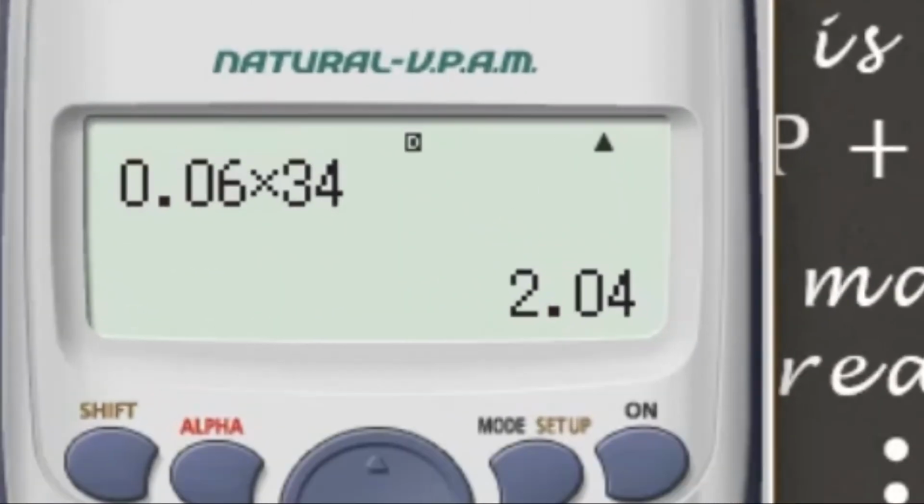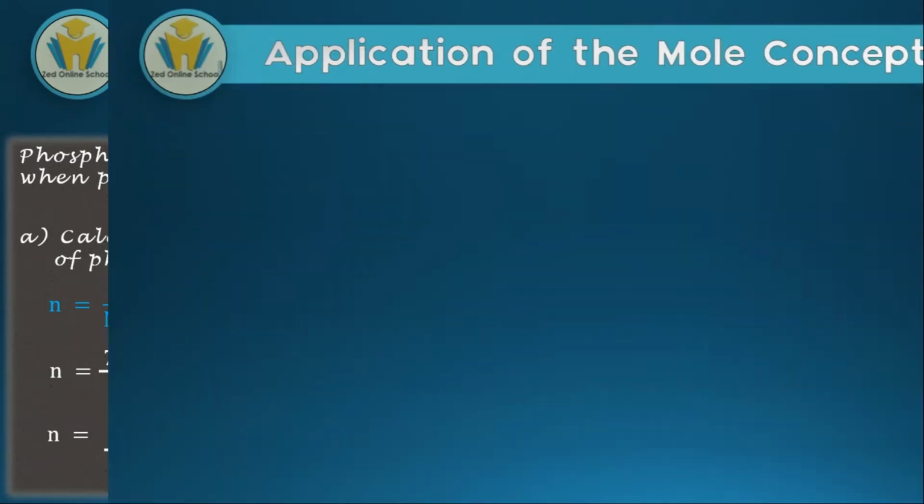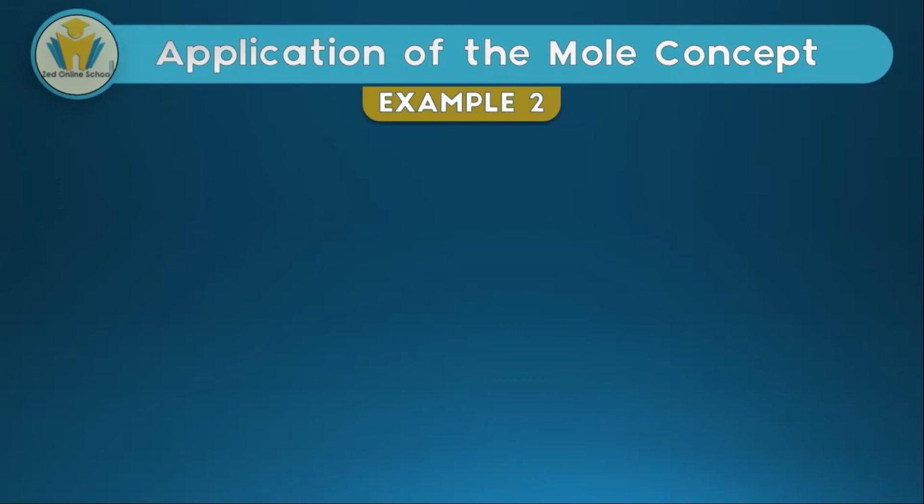Okay, our answer is 2.04, meaning that's the maximum mass of phosphine that can be formed when 7.44 grams of phosphorus reacts with excess aqueous sodium hydroxide. Now, the reason why they tell us this reaction had excess aqueous sodium hydroxide is to make us know that none of the phosphorus in this 7.44 grams didn't get reacted.